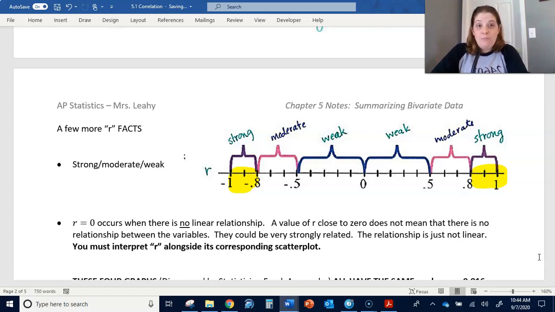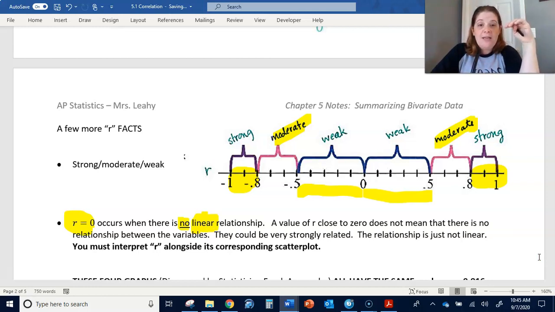Okay, so anything in that 0.8 or above, positive or negative, those are strong. Anything between 0.5 and 0.8, we would call that a moderate relationship. And anything between 0 and 0.5 in either direction, that is a weak correlation between the two values. If you have r equals 0, that means there is no linear relationship.